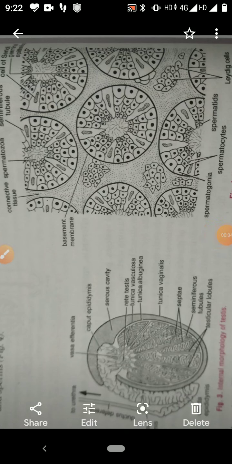Children, I am going to explain the structure of the testis and the function of the testis. The testis is the primary male reproductive organ. Testes are found in the scrotum.